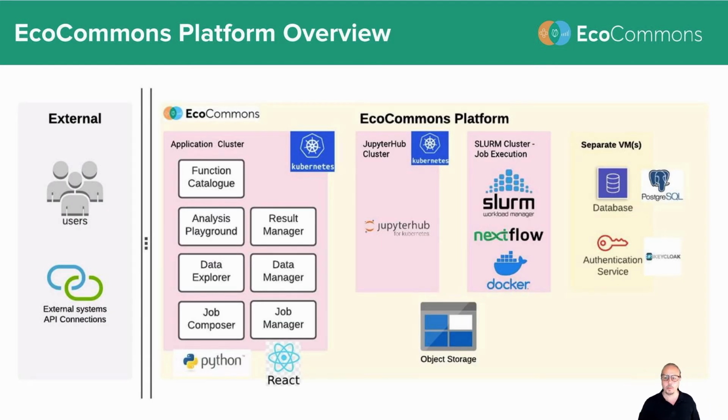What's this? This is the EcoCommons platform, a high-level view of it. As you can see, we have three major clusters inside the platform environment: an application cluster, a JupyterHub cluster, and a Slurm execution cluster. The application cluster runs on Kubernetes, and it contains components such as the function catalog, analysis playground, result manager, data explorer, data manager, job composer, job manager, and more. The backend services are written in Python, and the front-end services are written in Next.js and React.